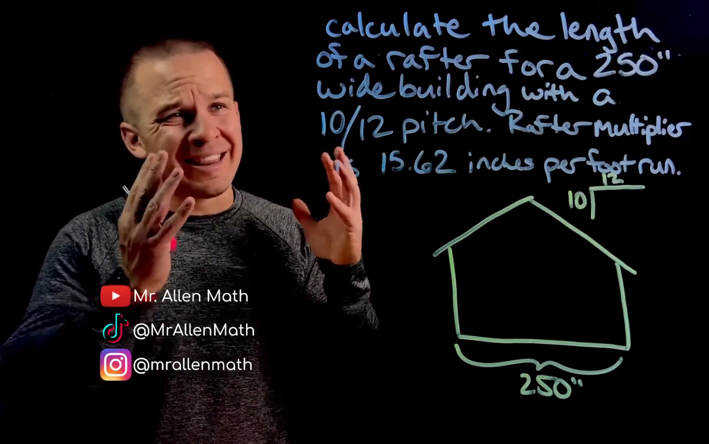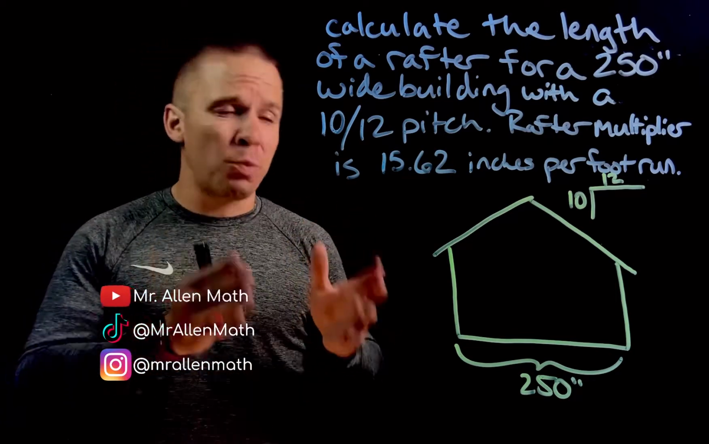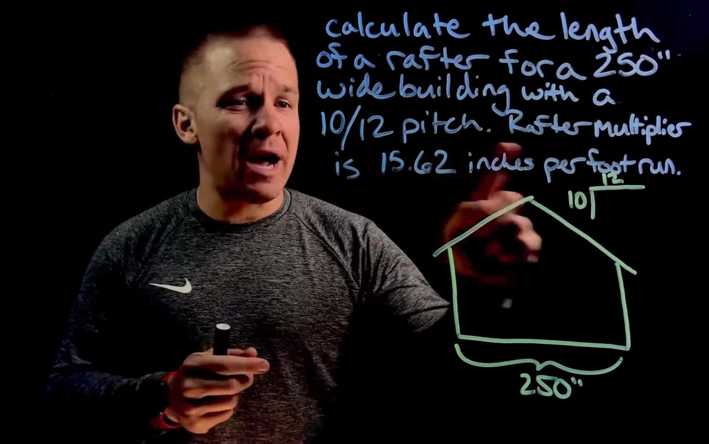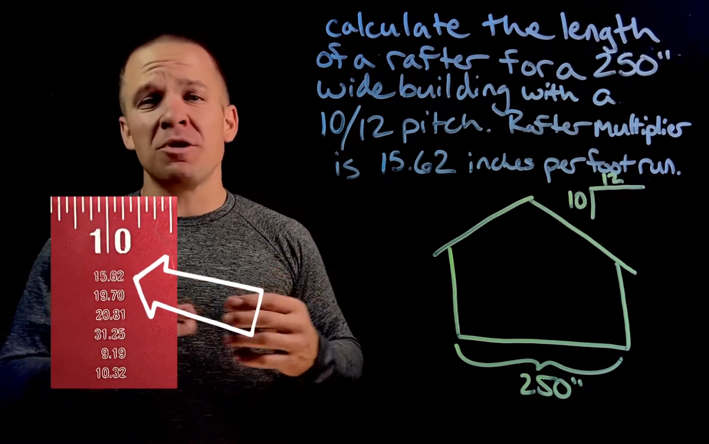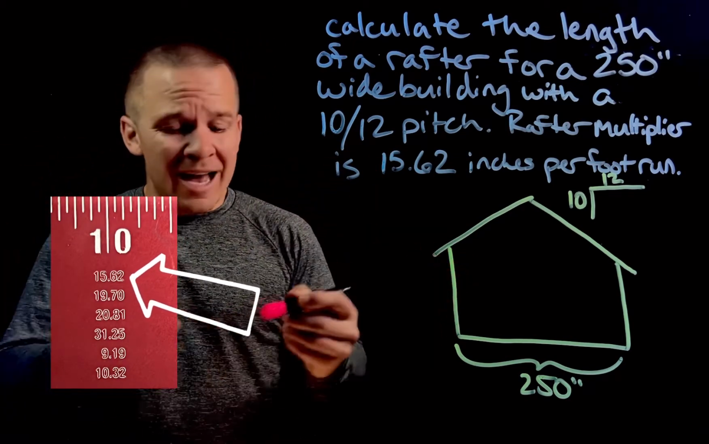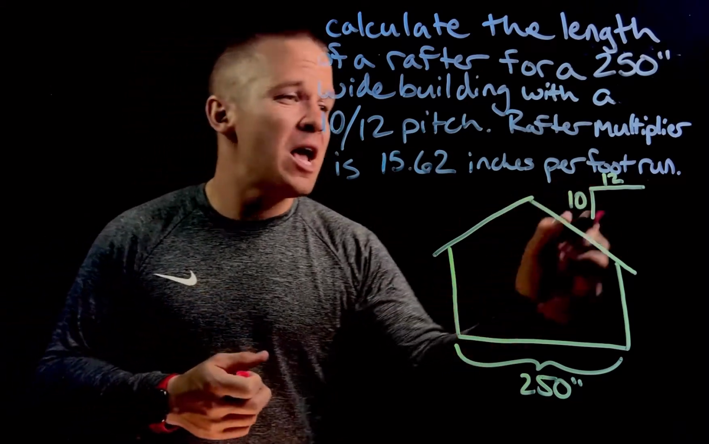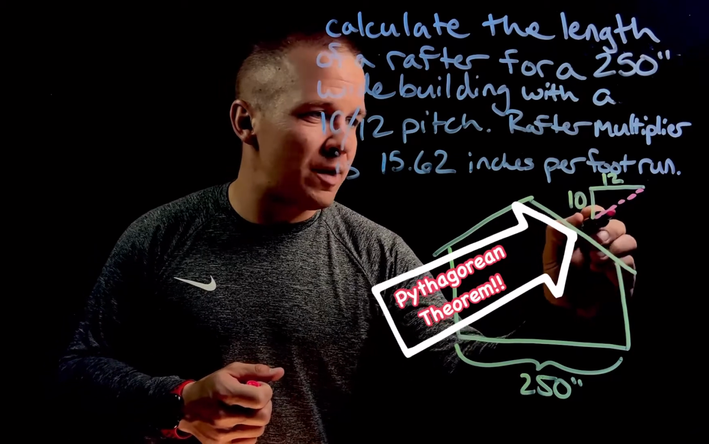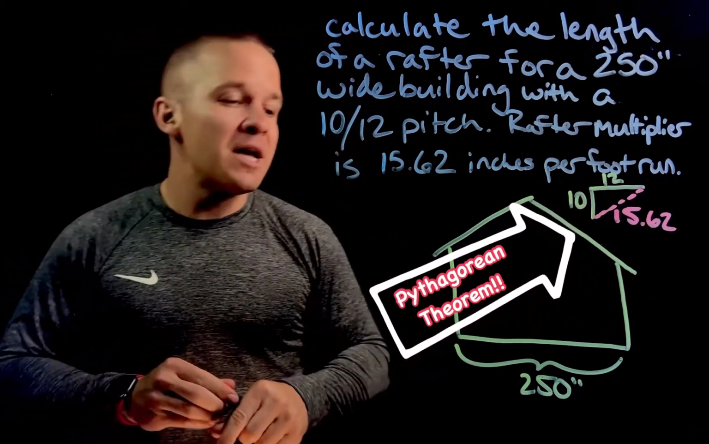We're about to calculate the length of a rafter for a 250-inch wide building with a 10-12 pitch. It also gives us the rafter multiplier, that is 15.62 inches per foot run. Now, that's something that you can find on any framing square. All right, and that essentially completes this pitch here, 10-12 pitch. That's how you notate that. That completes this little right triangle that we got here with its hypotenuse of 15.62. Quite nifty, yes, indeed. All right.